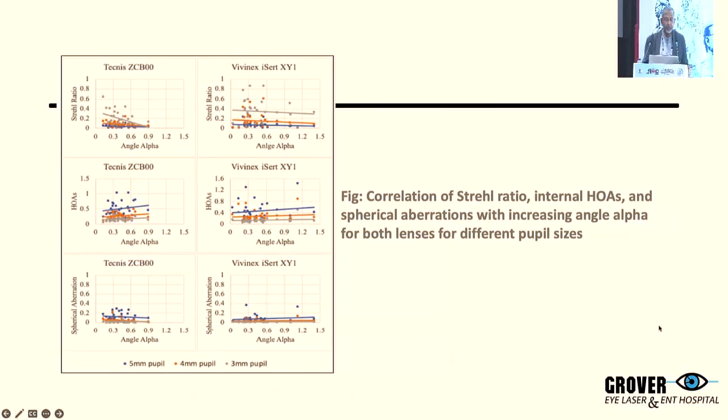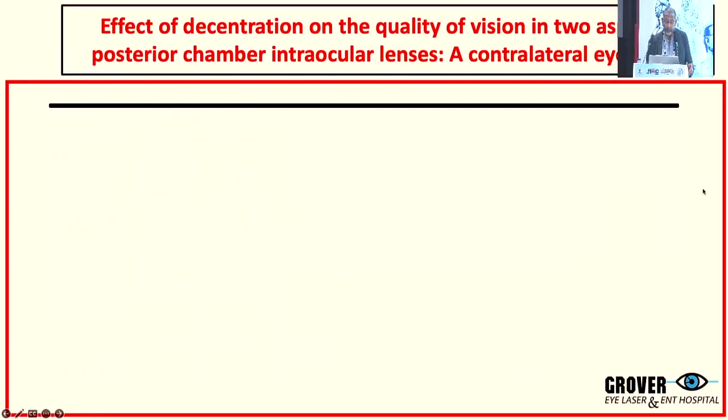So again it shows the same trend. The visual Strehl is better with Vivinex. It's maintained better as the angle alpha increases, but there is a steep decline in the other IOL. Again, Technis has a much higher asphericity. It is well known that the higher the asphericity, the more the deterioration of vision with decentration of the lenses. Similarly, higher order aberration and spherical aberration showed a better result in the Vivinex platform.